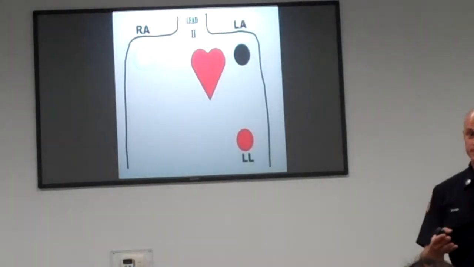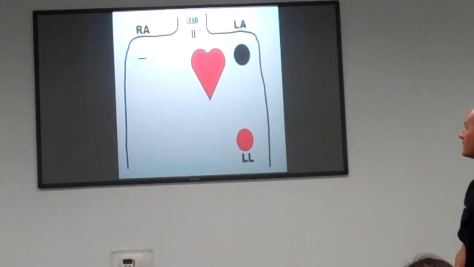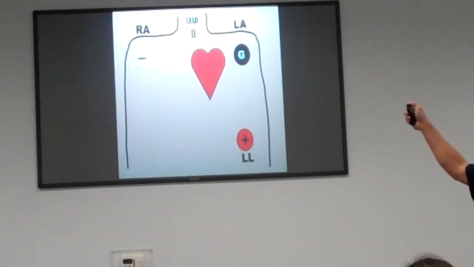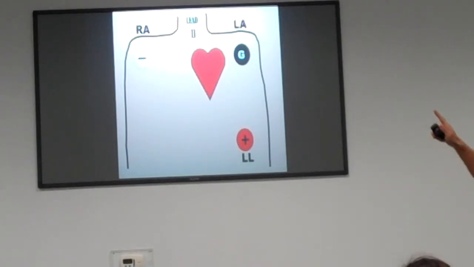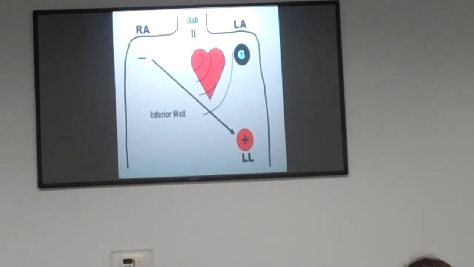Okay, lead 2, same thing. We're going from a negative lead up here to a positive lead down there. The black lead now becomes the ground, decreases artifact, that's all it does. Which way is the electrical impulse moving? Towards or away from the positive lead? Towards. So how should it look? Upward inflow. Lead 2 should always look that way, okay?